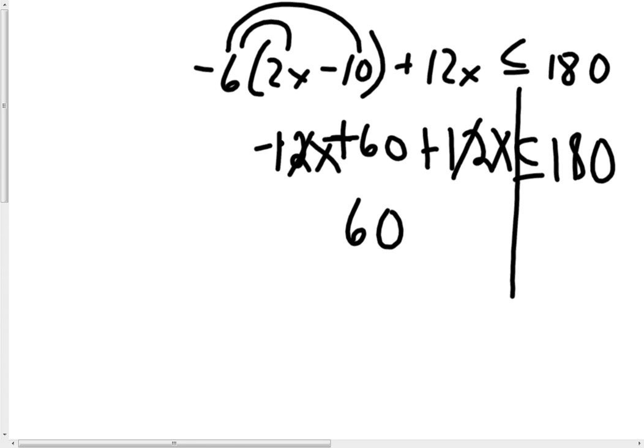Is it still the same symbol? Did we multiply or divide by a negative? No. So the symbol's the same. Less than or equal to. Did anything happen to the 180? No. Is that a true statement? Is 60 less than or equal to 180? Yeah. So this is a true statement.